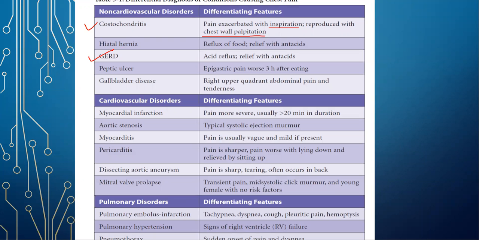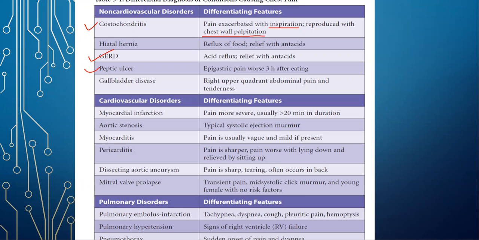Reflux, we know that patient will complain of a burning chest pain. They can also complain about regurgitation of the food. They can complain of their mouth is getting full with saliva. So water brash, acidic brash, metallic taste in the mouth. So that's reflux presentation.